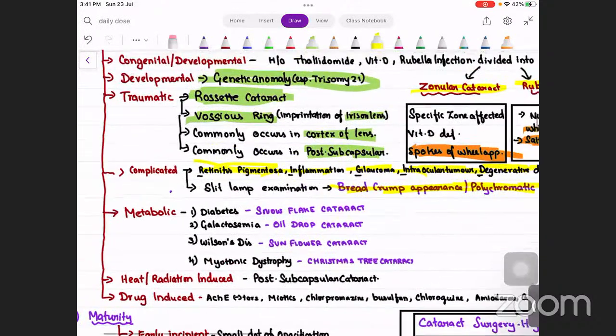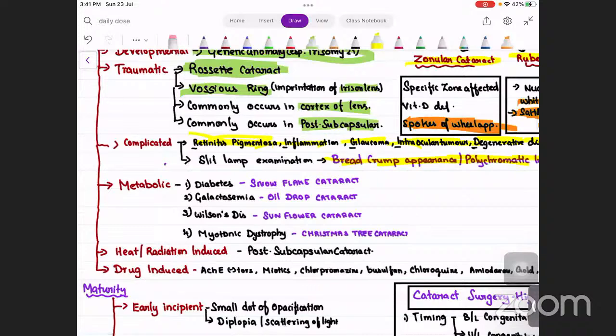Speaking about the metabolic ones, we have diabetes, snowflake cataract; galactosemia, oil drop cataract; Wilson disease, sunflower cataract; and myotonic dystrophy, Christmas tree cataract. Christmas tree cataract is seen in myotonic dystrophy. In Wilson disease, you may see the sunflower cataract. In galactosemia, you may see the oil drop cataract. And in diabetes, you may see the snowflake cataract. So these are the important metabolic types of cataract.